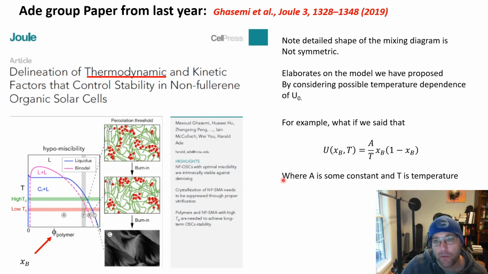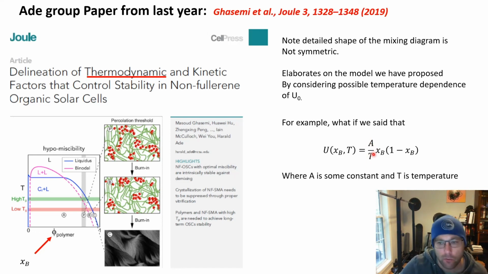To put it simply, what they consider is a situation where the interaction energy has exactly the same form as the one I just showed you. So there's an energy scale times x of b times 1 minus x of b. This expression stays exactly the same. But the thing that they do in the Ade group and many other groups that work on this is that they imagine that the scale parameter, the u sub 0, is actually a function of temperature. So the unfavorability of the interaction is a function of temperature.